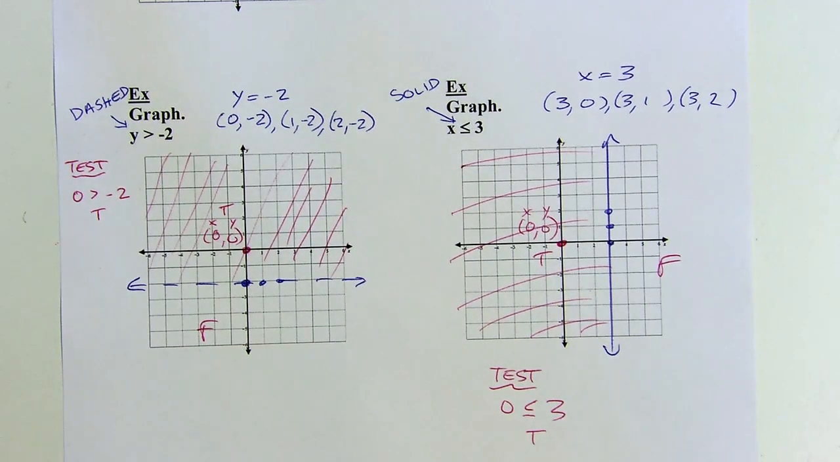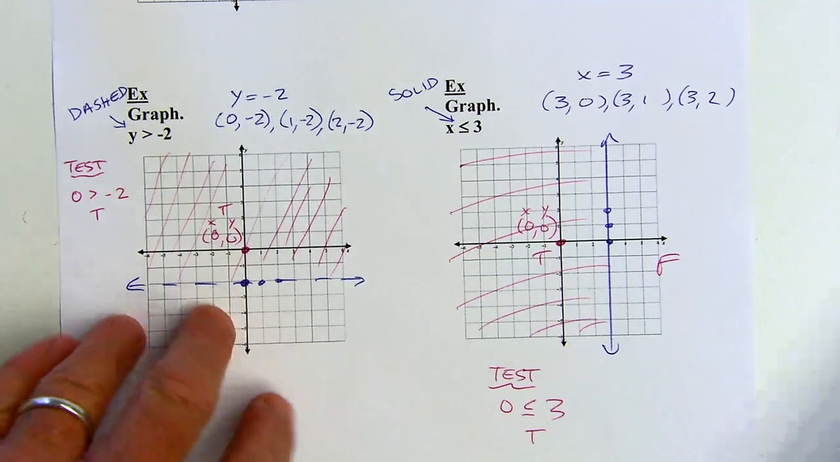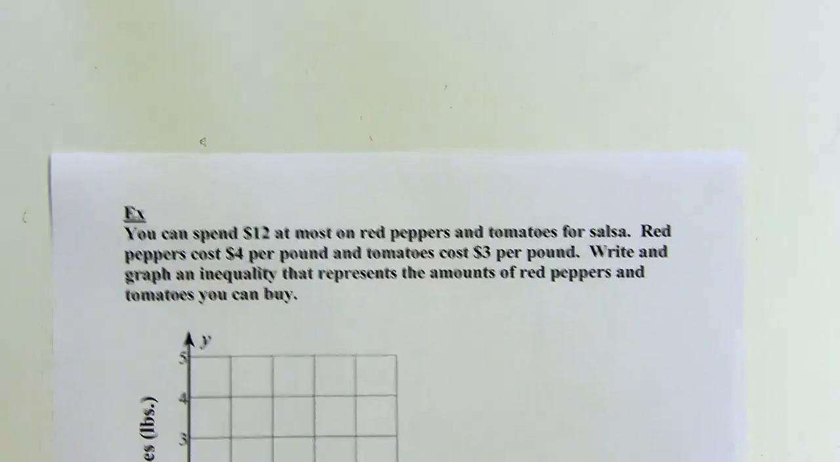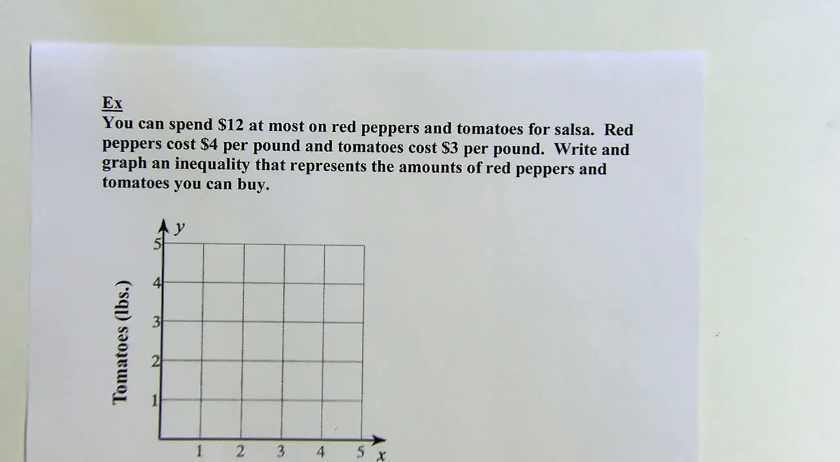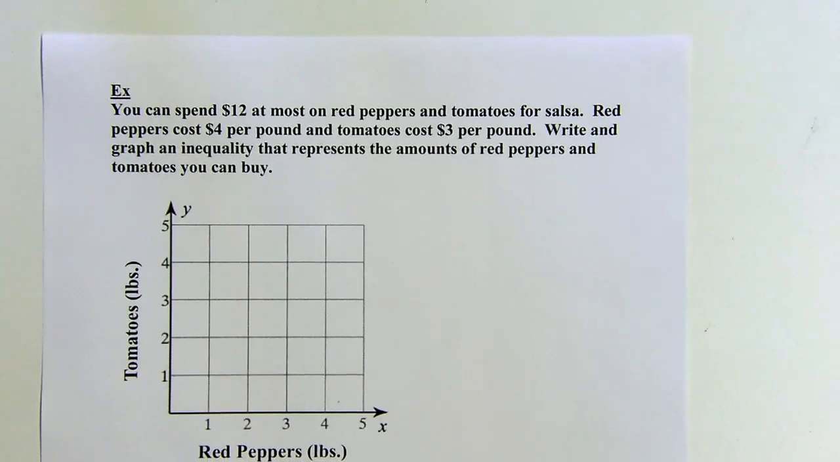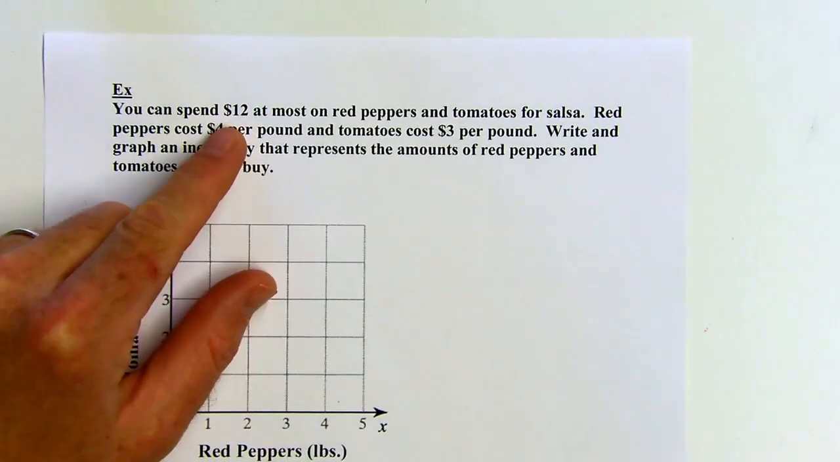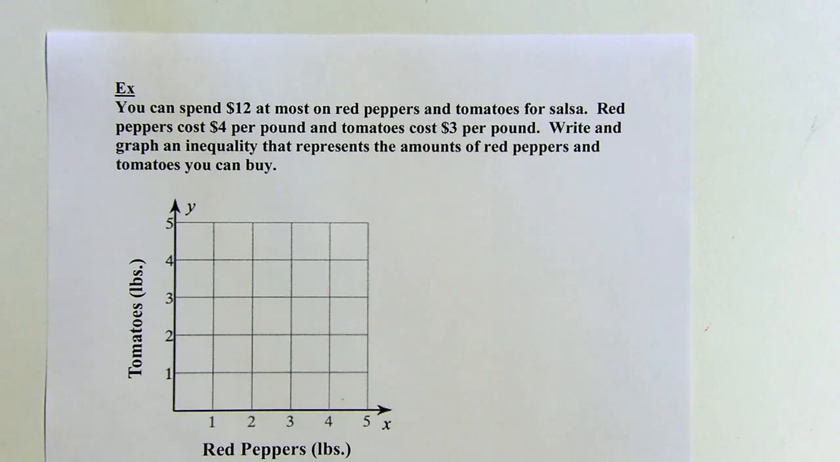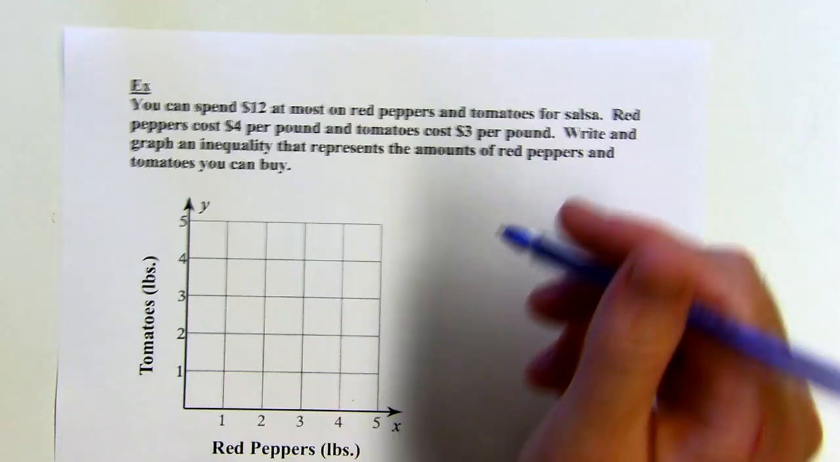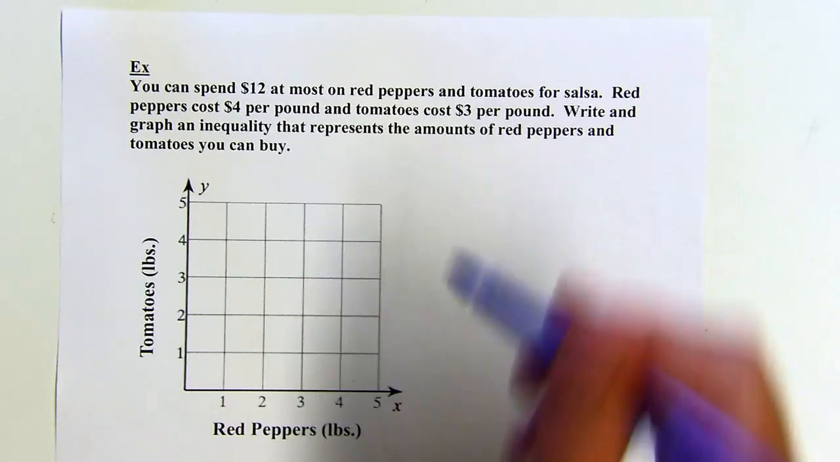Let's look at an application. In other words, a word problem. Okay, so we're going to look at a situation where we're going to buy some red peppers and tomatoes for salsa. Okay, and we've got $12 to spend on the peppers and tomatoes. Let's first make up some variables for red peppers and tomatoes.